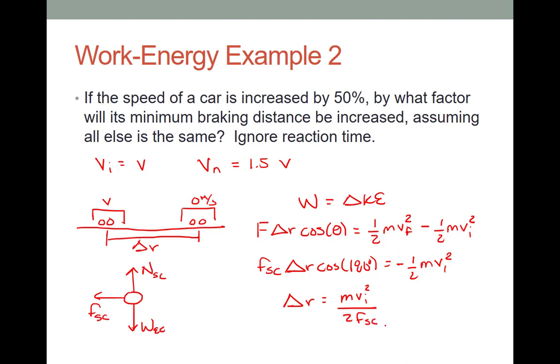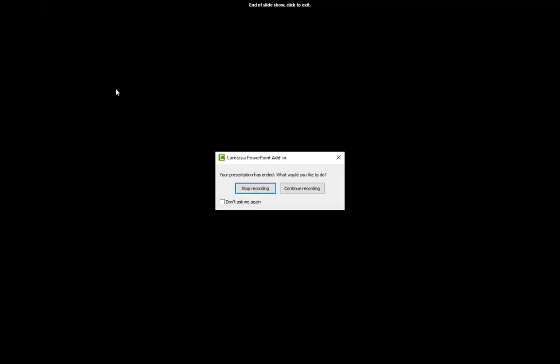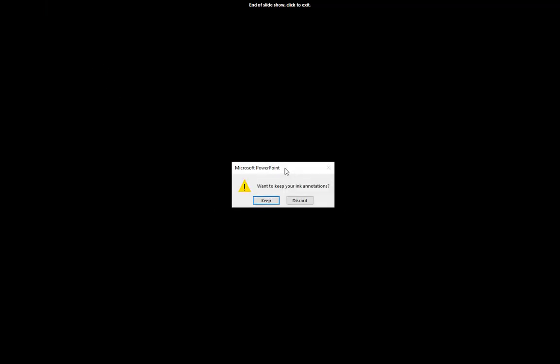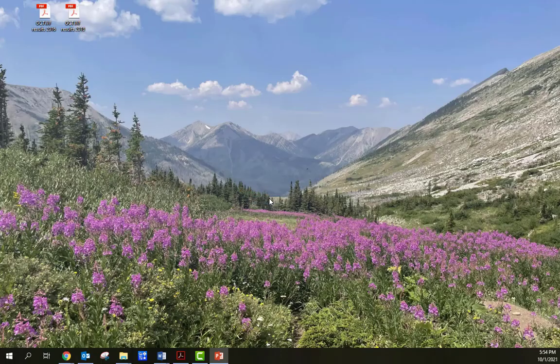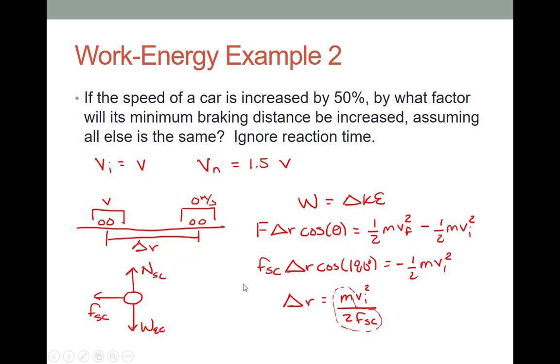Now it tells you in the problem, assume everything else is the same. The only difference is the velocities. So this is all the same. Okay. Somehow I exited my PowerPoint. Dreadfully sorry. Okay, back at it.